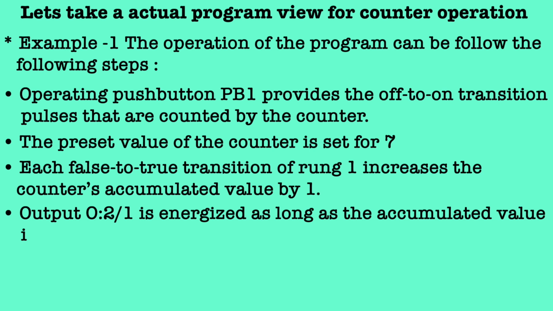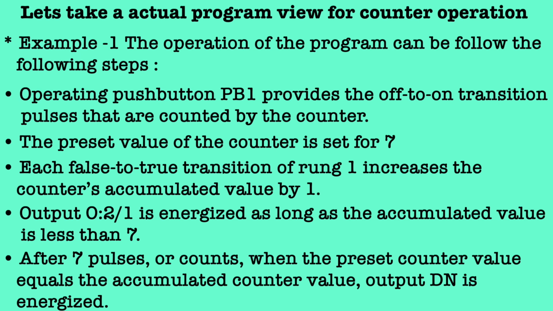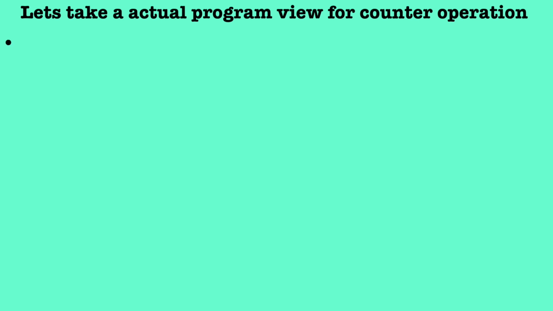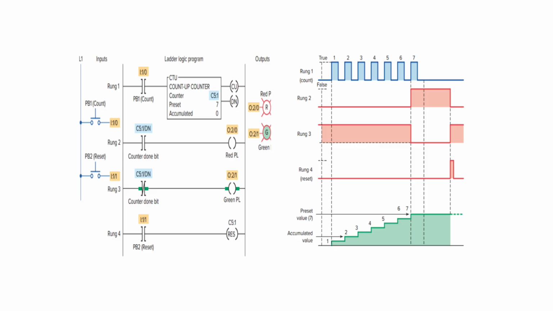In the next step, the output O colon 2/1 is energized as long as the accumulated value is less than 7. After 7 pulses or counts, when the preset value equals the accumulated counter value, the output DN is energized. As a result, rung 2 becomes true and energizes output O colon 2/0 to switch the red pilot light on.